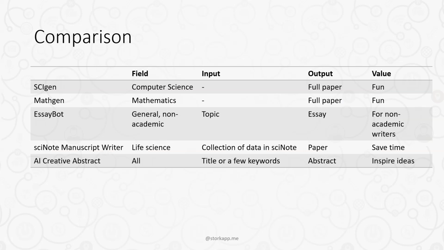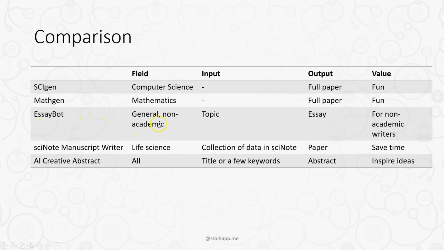So let's compare them. First one, SCIGene. The field is only for computer science. The input is basically nothing except for your name. The output is a full paper, but because you input nothing, basically it's a random paper. The value is usually just for fun. MathGene is similar, but in the field of mathematics. The input is also just name, output full paper, also for fun.